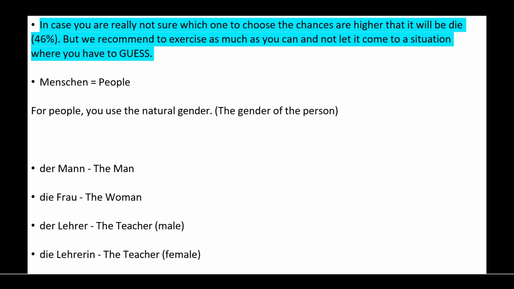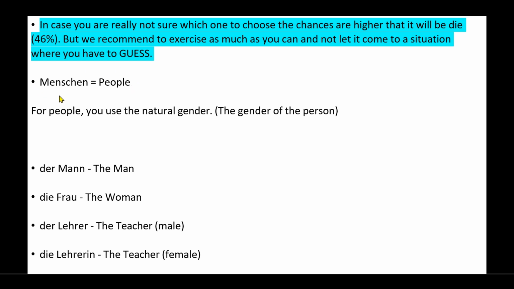In case you are really not sure which one to choose, the chances are higher that it will be die, which is 46%. But we recommend you to exercise as much as you can and not let it come to a situation where you have to guess. But let's move on to the der topic.